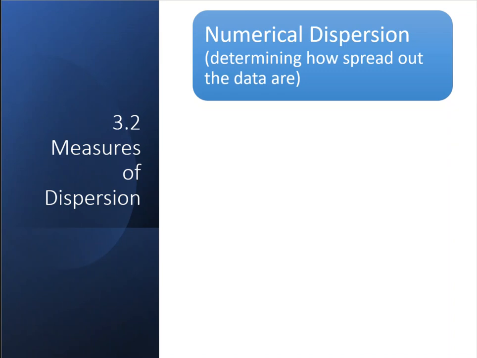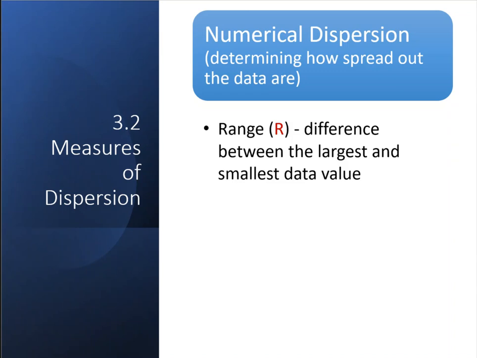In this section, we're going to talk about numerical dispersion, or in other words, is there a number that I can use that's going to tell me how spread out the data are, or in other words, how dispersed the data are. The first term you should recognize is called the range, and the range is really just a basic way for us to say what the range of the numbers are.